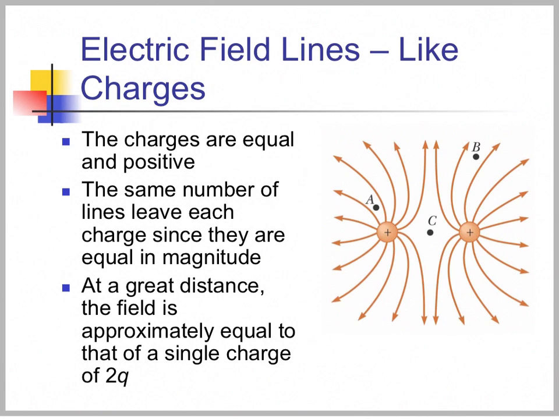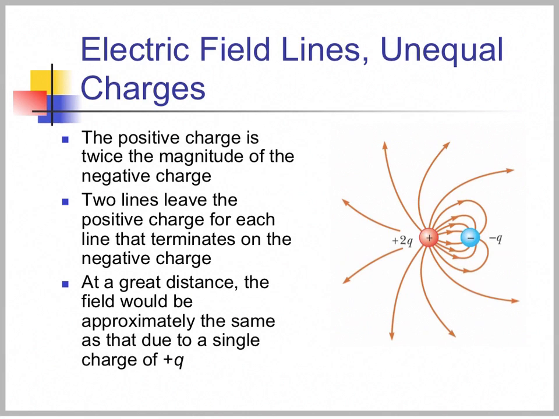If I have two like charges, I get a field distribution as shown on the right. Here the charges are equal and positive. The same number of lines leave each charge since they're equal in magnitude. Now, if I were to expand this out and look very far away, at a large distance the field looks very much like that of a single point charge that has a total charge of 2q.